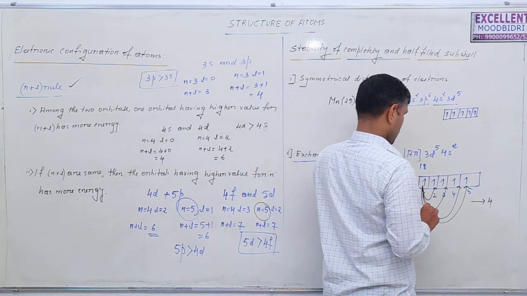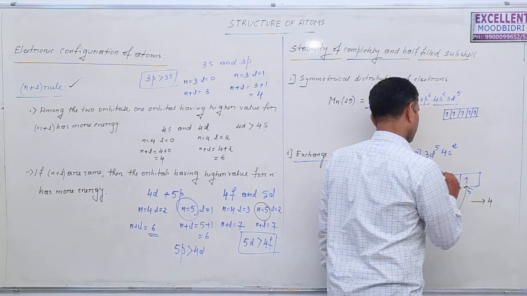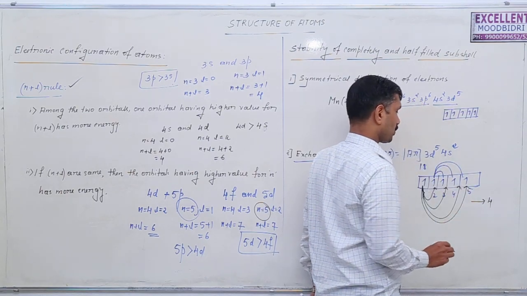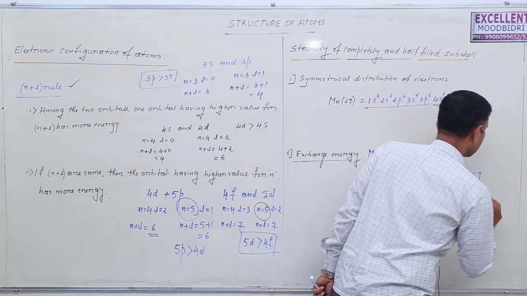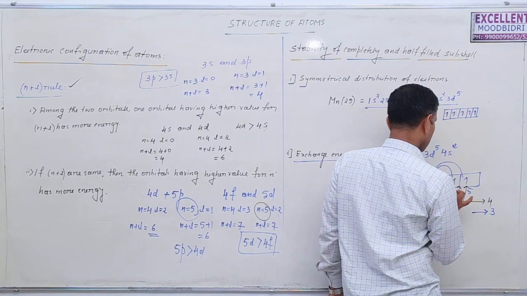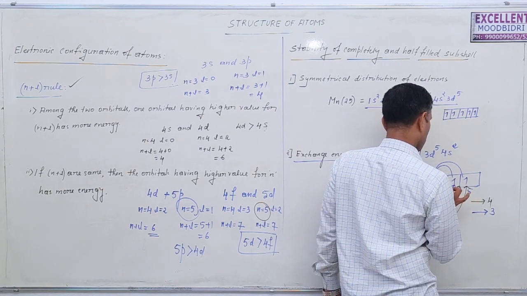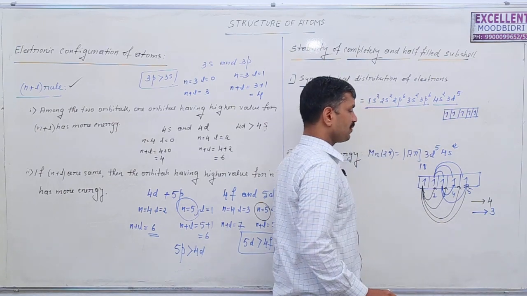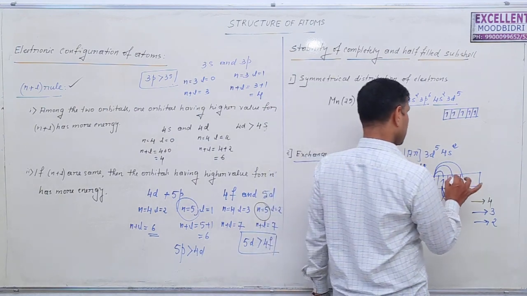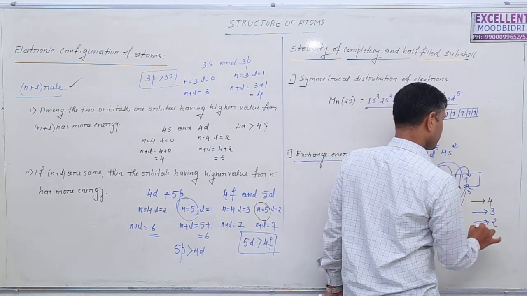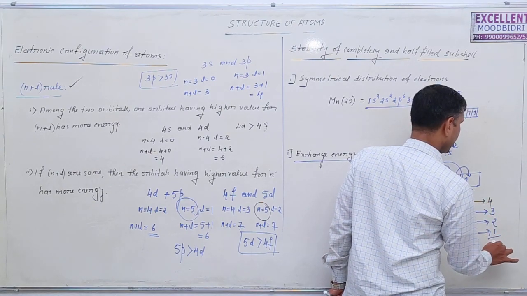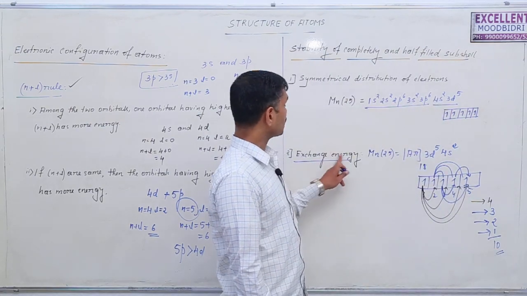The second electron can pair with the third electron, with the fourth electron, and with the fifth electron. Totally 3 exchanges are possible. Go for the third electron. The third electron can exchange with the fourth electron and with the fifth electron. So 2 exchanges are possible. Last, the fourth electron can exchange with the fifth electron, 1 possibility. Totally 4 plus 3 is 7, 7 plus 3 is 10, 10 exchanges are possible. Maximum exchanges are possible.